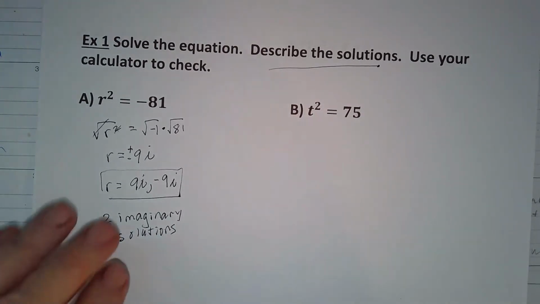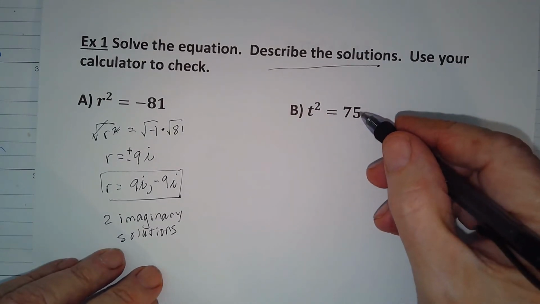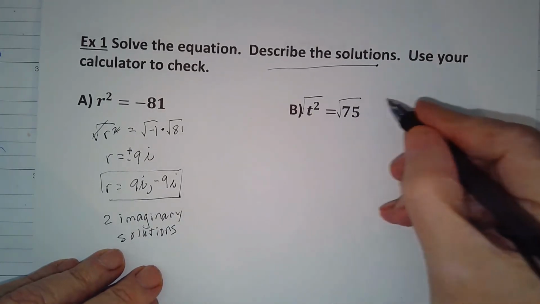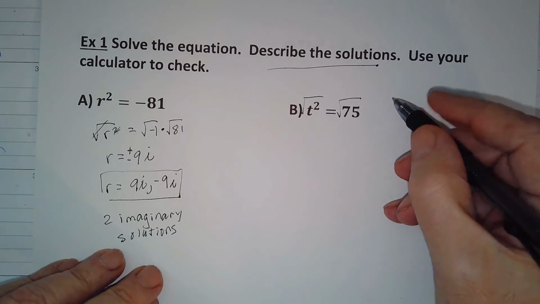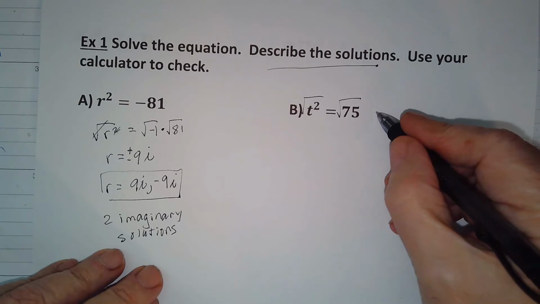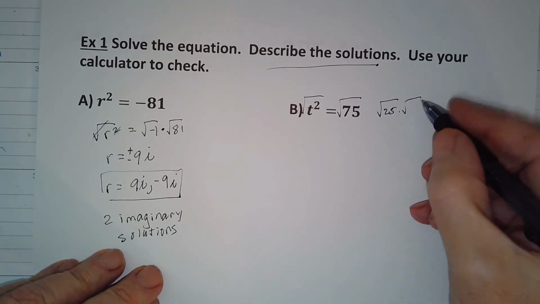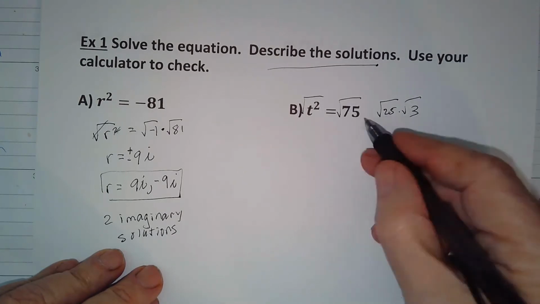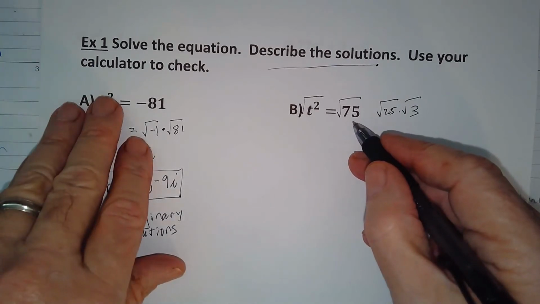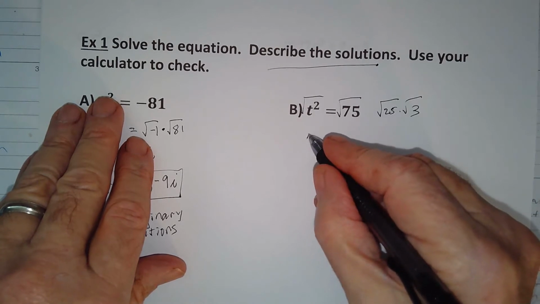And so let's look at the second one. t squared equals 75. Again, we're going to take the square root of t squared and the square root of 75. If we look at 75, it's really the square root of 25 times the square root of 3, isn't it? So we can break these up in that fashion and multiply them together. Then taking the square root of both sides, the square root of t squared is t.